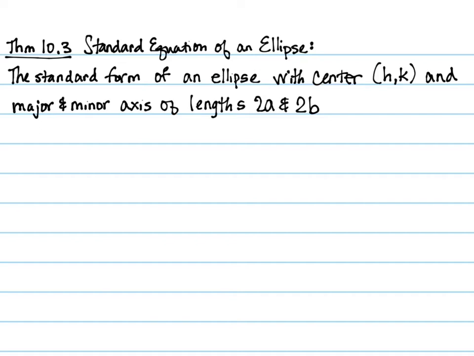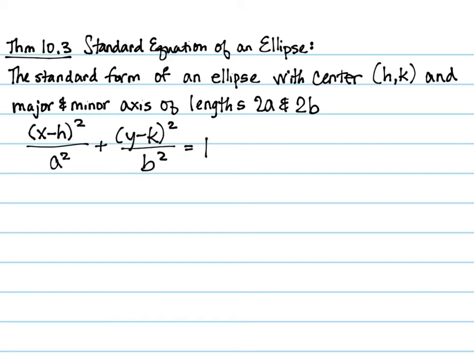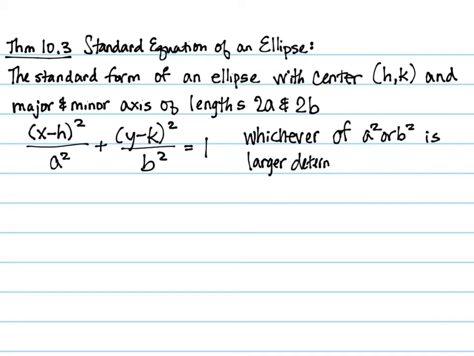So here's the basic form, or the standard form. It's (x minus h) squared over a squared plus (y minus k) squared over b squared equals 1. And this is the part that allows me to do this: I make this disclaimer. Whichever of a squared or b squared is larger determines the major axis.